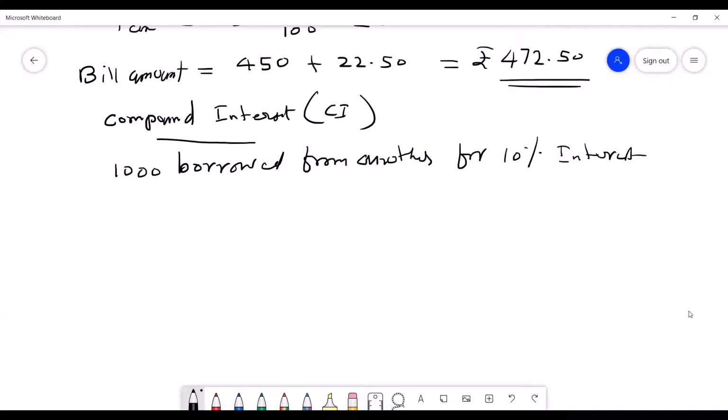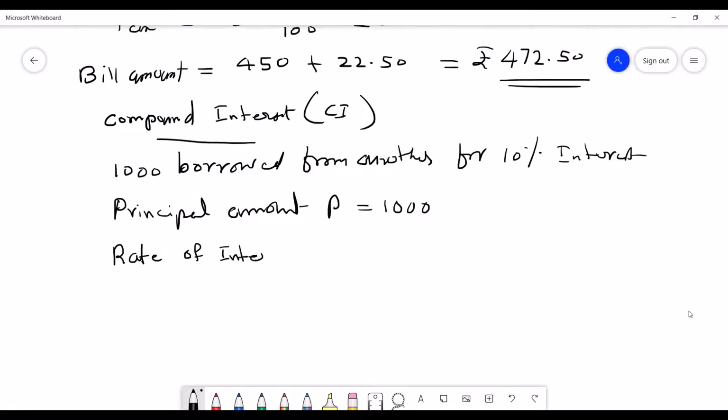So here the principal amount P is 1,000, and the rate of interest is 10%. And if we borrowed it for 2 years, the time is 2 years.